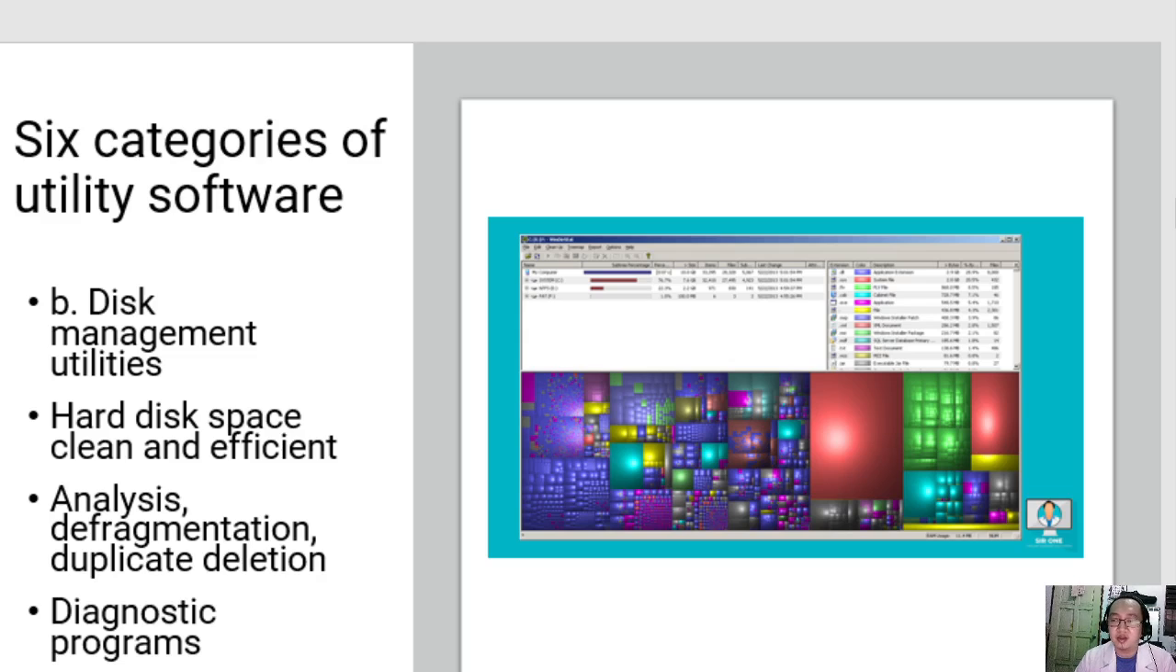Other disk management utilities include diagnostic programs designed to find problems with programs or operating systems so they can be fixed, or in simpler terms, you can troubleshoot problems in your systems. But for worst case scenarios, it's usually advised that you contact your providers.